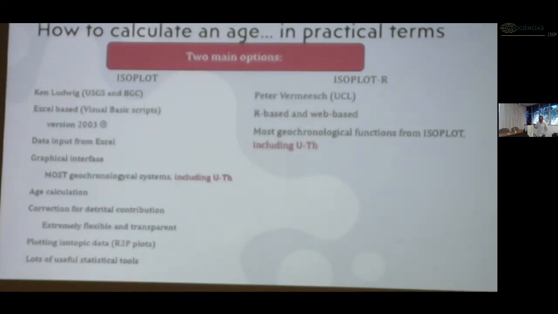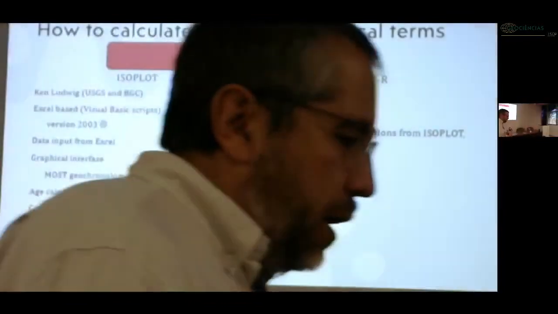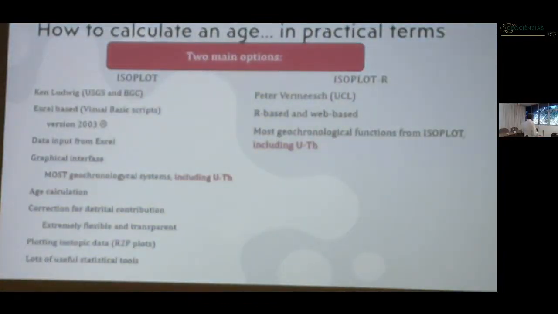Isoplot was developed in the 80s and 90s by Ken Ludwig. He used to work first at the U.S. Geological Survey and then at the Berkeley Geochronology Center. He was very, very good at programming and getting all the codes to solve geological equations in Excel in a graphical way. The problem is that Ken Ludwig retired, and not only that, but Microsoft stopped allowing it to run. It does not allow you to run any more Visual Basic scripts in Excel.